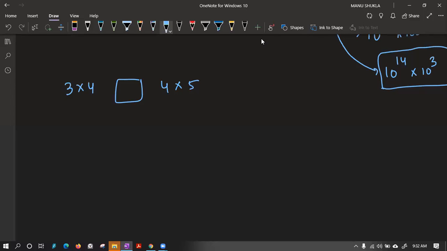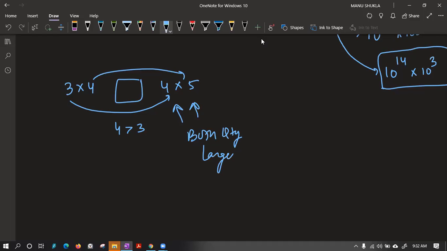Second is larger. You can say 4 is more than 3, 4 is larger, and 5 is larger. So both the numbers are larger. Both quantities are larger than the first case.